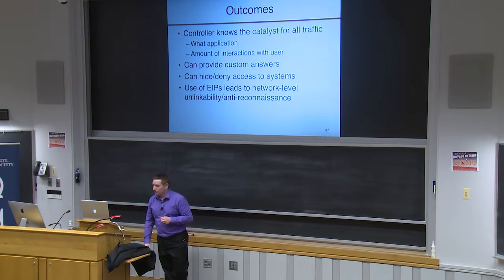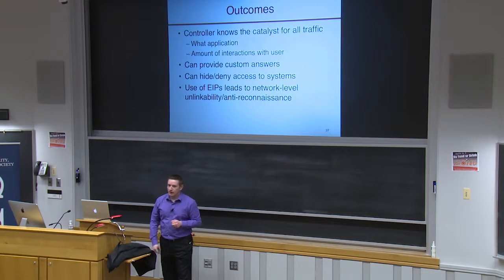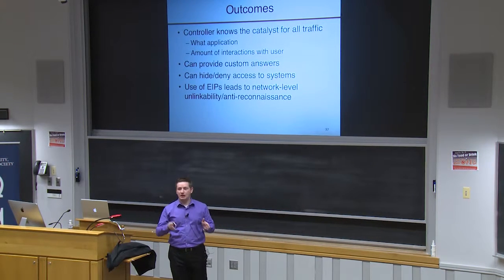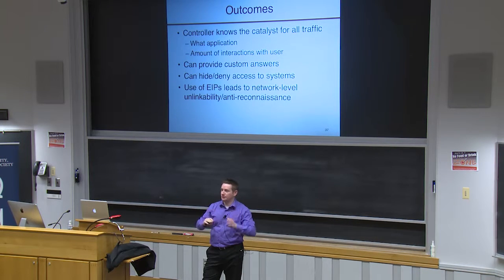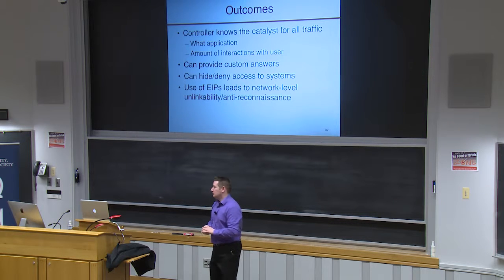So now, with all this work done, the network controller can say exactly why traffic is originating on the network. We can say what application, we can say what buttons were pressed, and we can control it all. That's kind of nice.